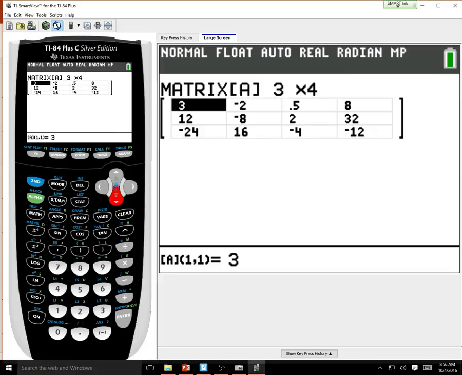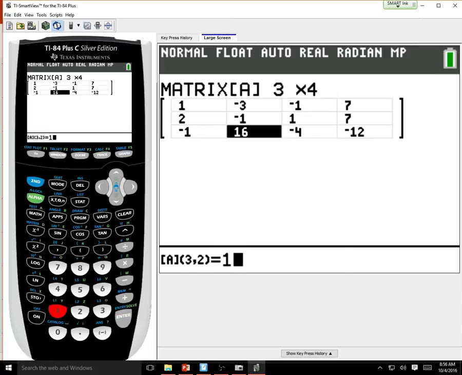Yeah, the augmented matrix. 1, 1, negative 3, 7. Then 2, negative 1, 1, 7. And then negative 1, 1, negative 5... wait, that's 1. And then negative 9? Negative 9. Yeah. Okay, cool.